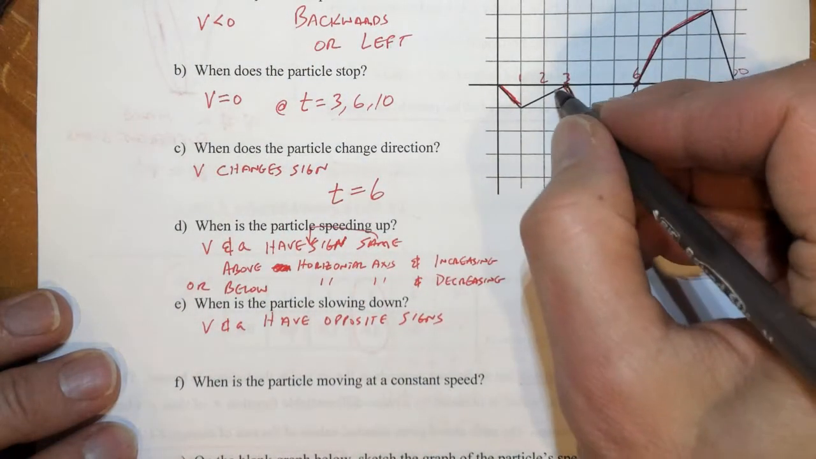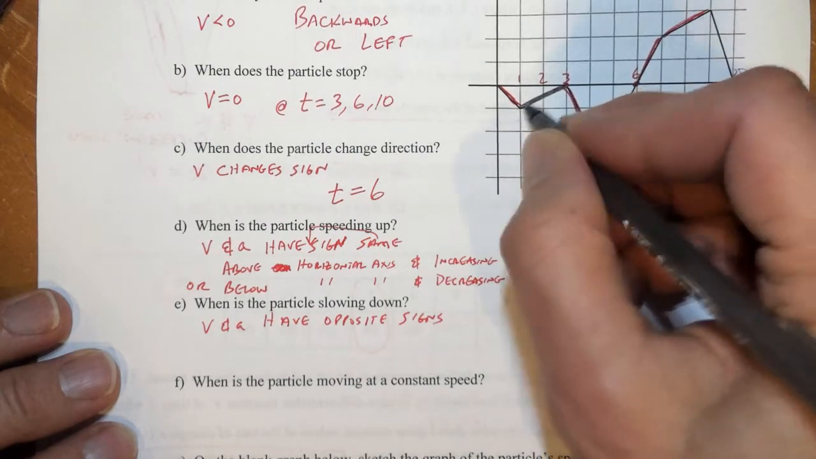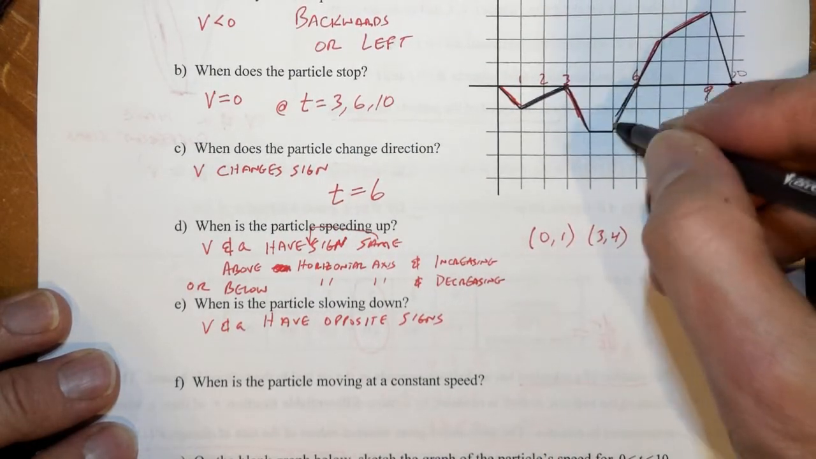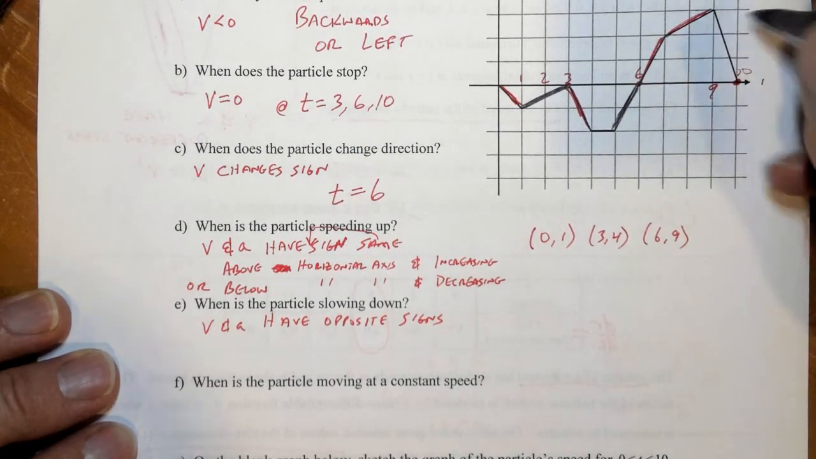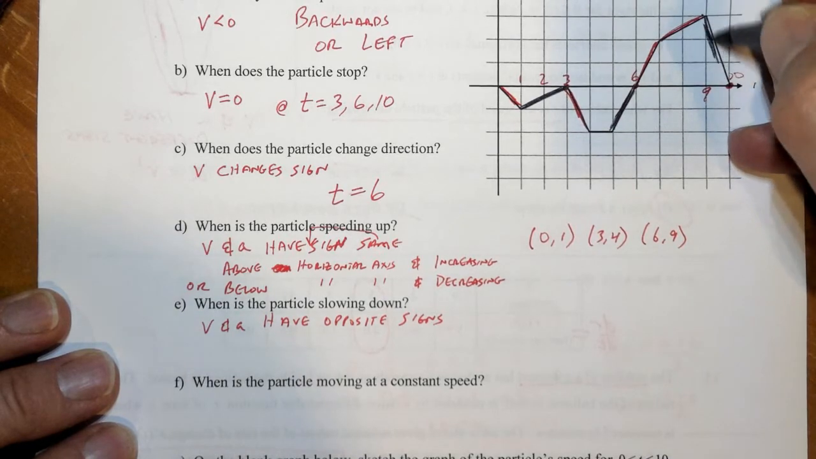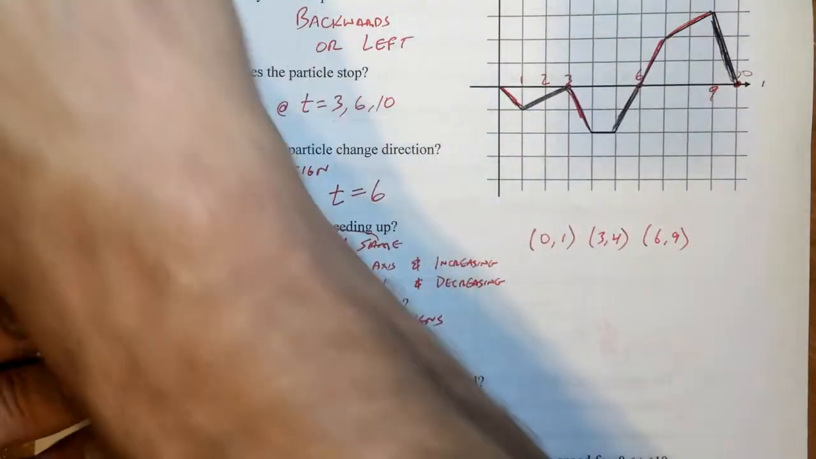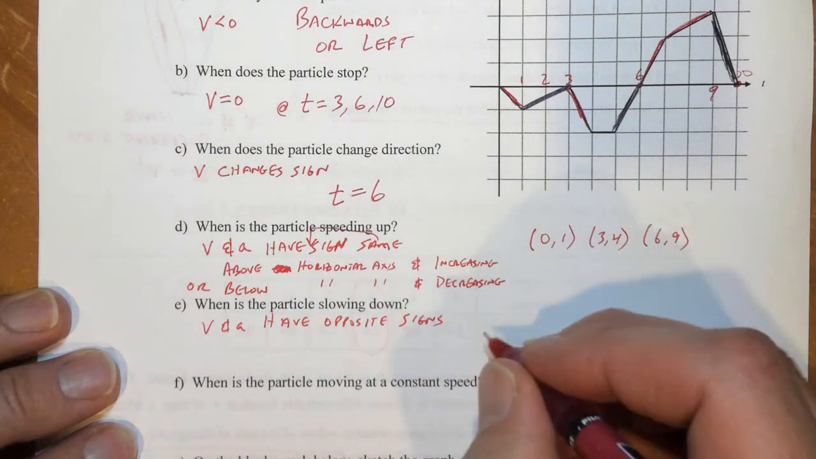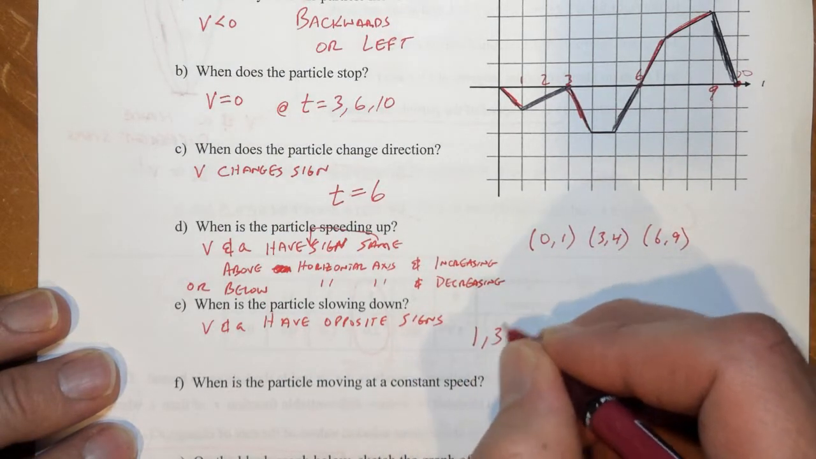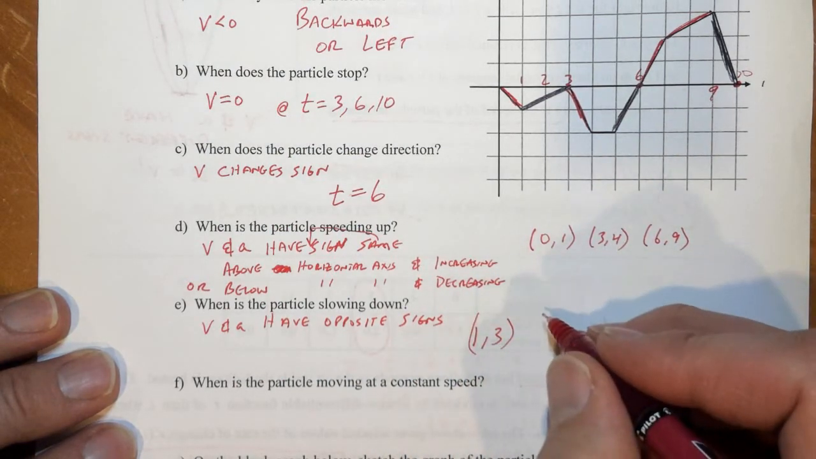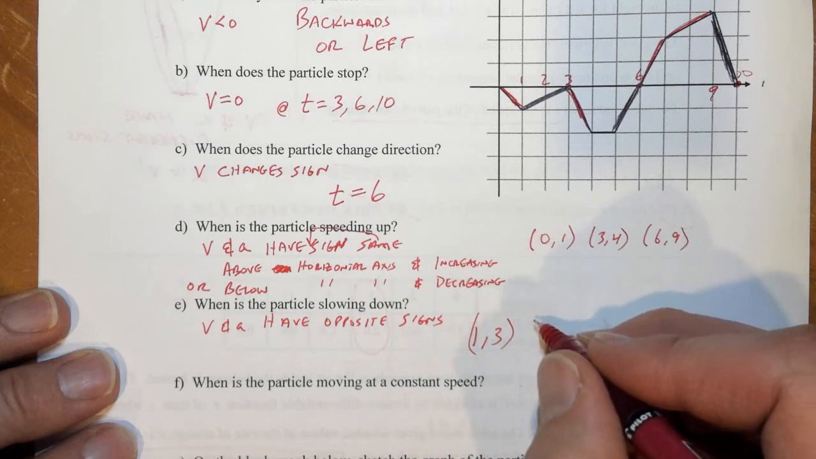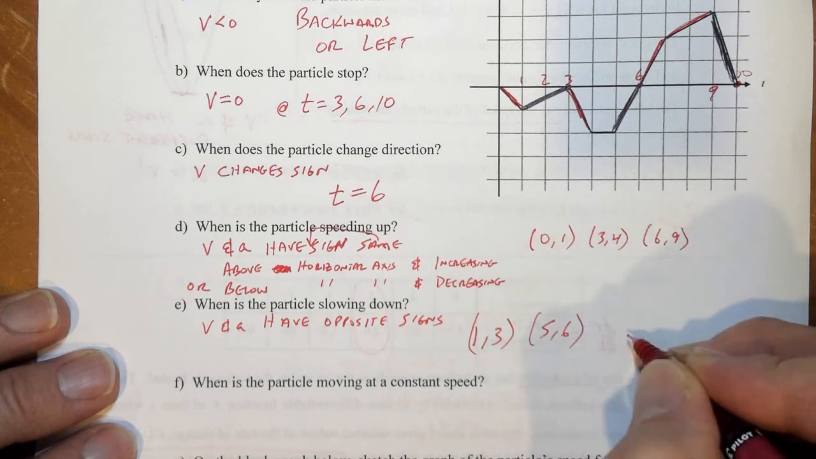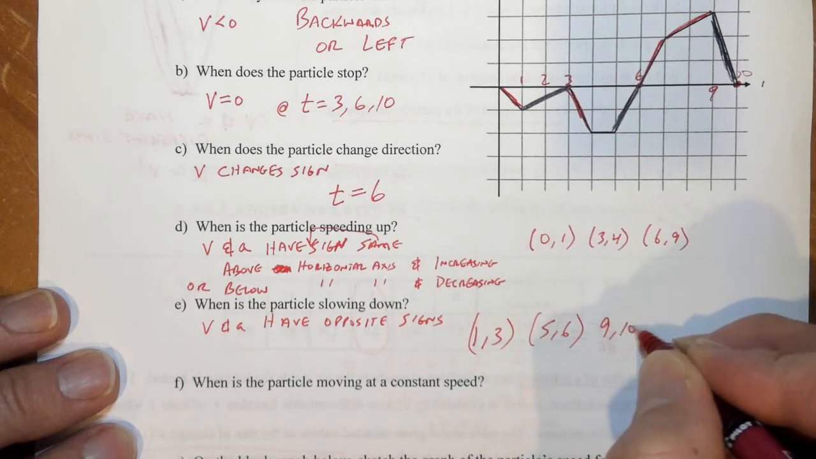So below the horizontal axis but increasing would be right there, and also right there. And then above the horizontal axis but decreasing would be that stretch. So we are looking at 1 to 3, and then also from 5 to 6, and lastly from 9 to 10.